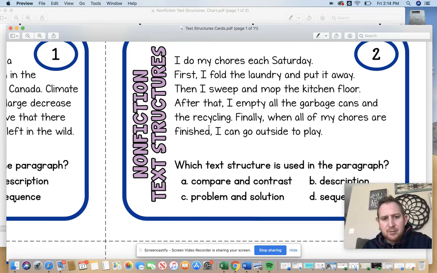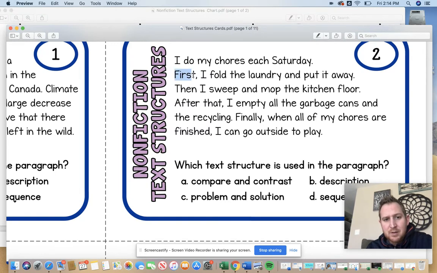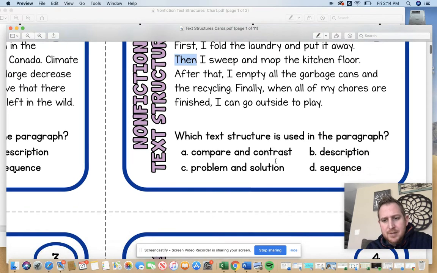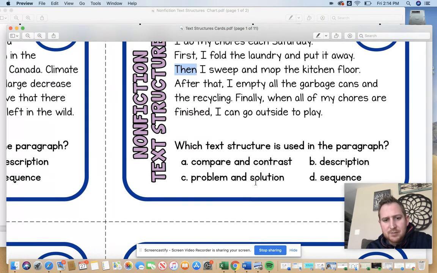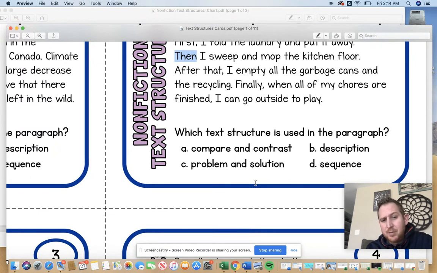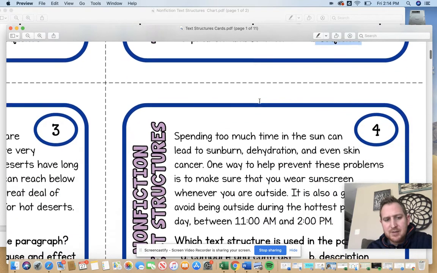So our transitions here, first, then, after that, finally. So if you're thinking about which text structure we're looking at, compare, contrast, description, problem and solution, or sequence, it is sequence. Okay, we go through a series of steps here. All right, that is a sequence.